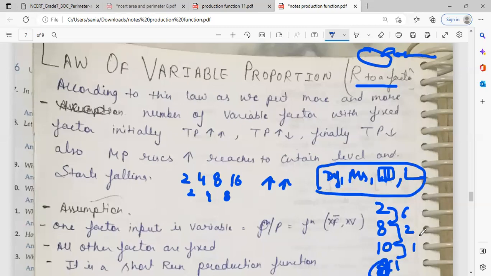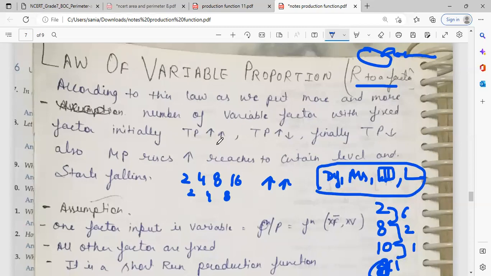It is increasing, though you can say 2 to 8, 8 to 10, and 10 to 11. They are increasing but at diminishing rate. Yes or no? So first of all, TP will increase at increasing rate. Then TP will increase, I'm not saying it will not increase, but at diminishing rate. Then after that, TP will start falling.